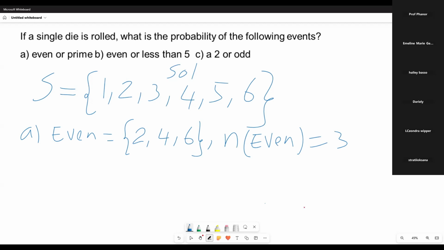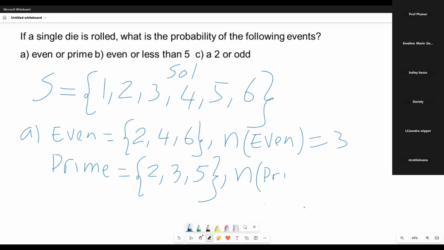And then the second event is prime. So prime, looking for prime numbers, will be 2, 3, 5. So n of prime also has 3 outcomes. Is this clear?